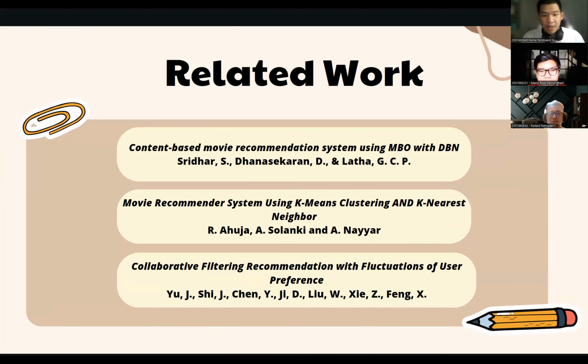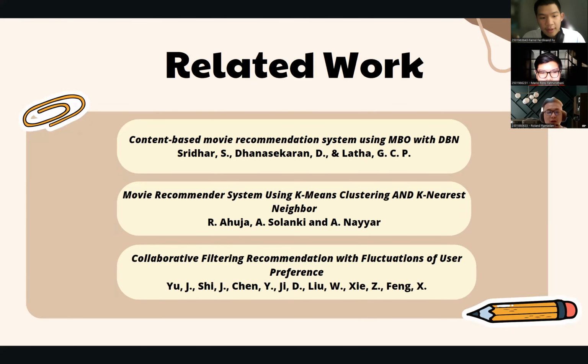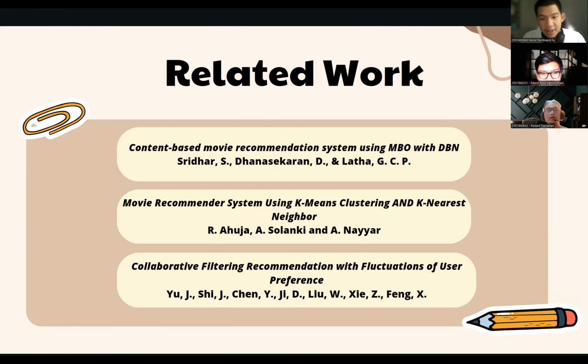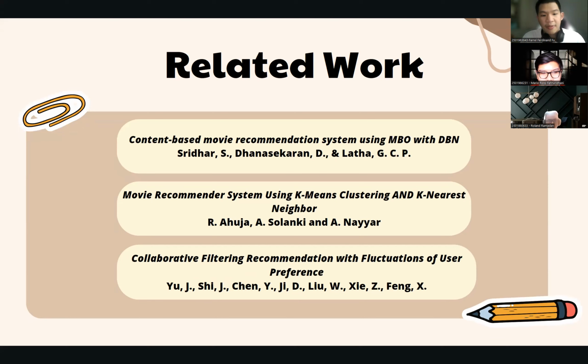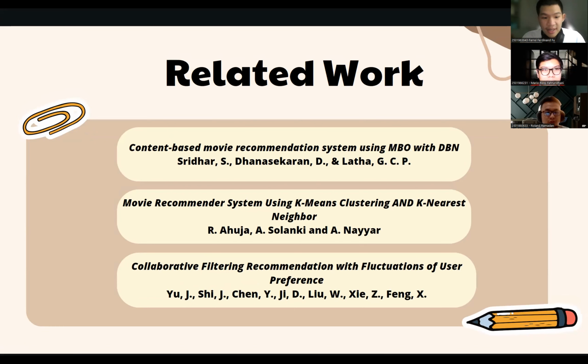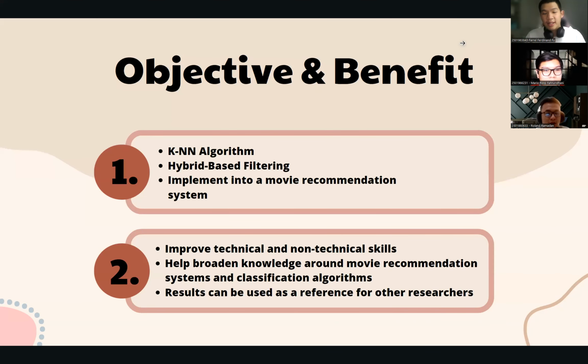This also works with 2 papers below. The second paper, movie recommender system using K-mean clustering and K-nearest neighbor by R. Ahuja, A. Solanki and A. Nayar, gives us information about K-nearest neighbor. And then the third paper, collaborative filtering and recommendation with fluctuation of user preference by Yu G, CG, Chen Y, GD, Liu Y, Liu W, Xie and Feng X, gives us information and reference about collaborative filtering. The remaining citations of our references can be seen on the references slide at the end of the presentation. Next, objective and benefit will be presented by Mario.